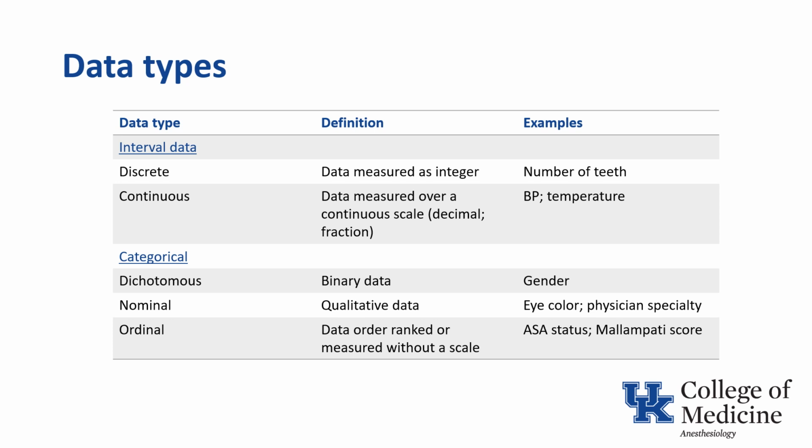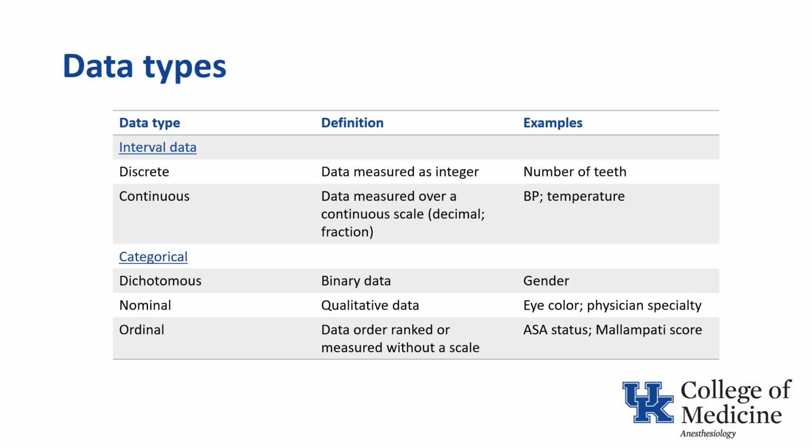Coming back to the interval data, it can be further subdivided into discrete or continuous. With the discrete data, the data is often measured as an integer. A good example is the number of teeth that the patient may have. On the other hand, a continuous data is, as the name suggests, continuous. A good example is blood pressure or temperature. And the data is oftentimes measured over a fraction or a decimal. Temperature of a patient may be 36.3, for example.